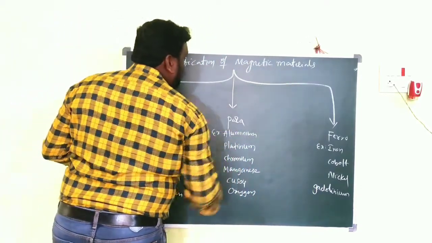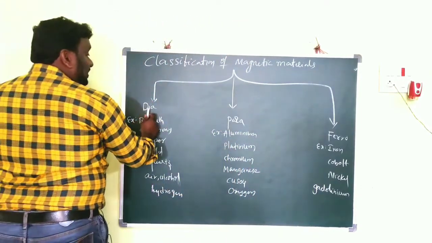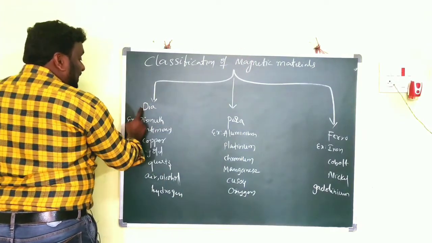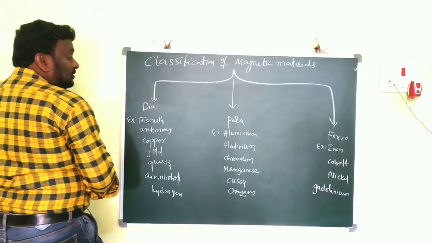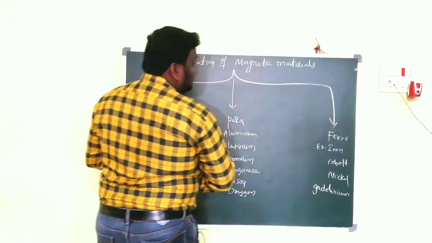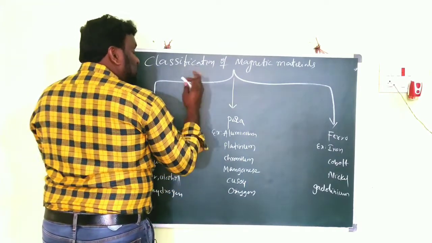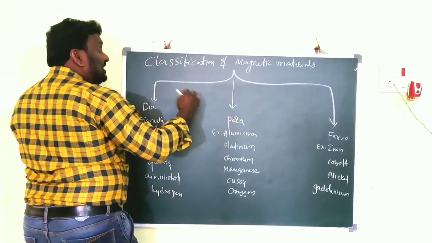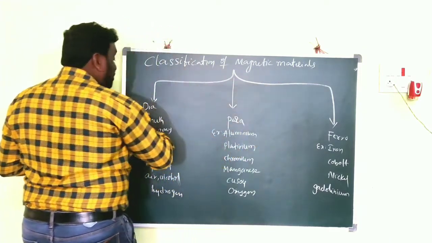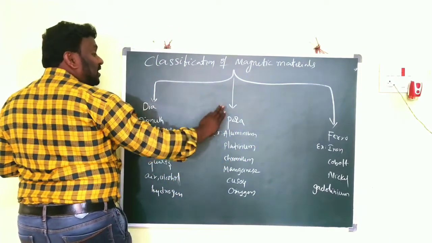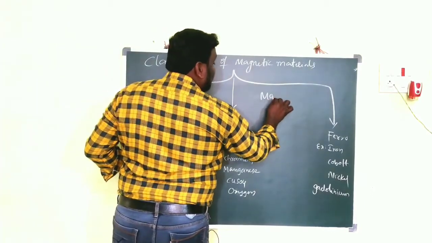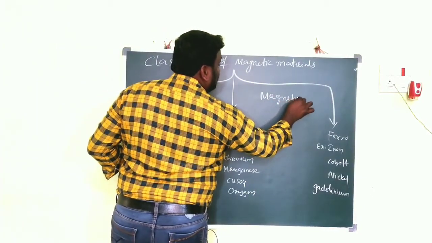Classification of magnetic materials. The magnetic materials are classified into 3 types: diamagnetic substances, paramagnetic substances and ferromagnetic substances. So these materials are divided into these 3 types, like dia, para and ferromagnetic substances, based upon the magnetic moment value of an atom.